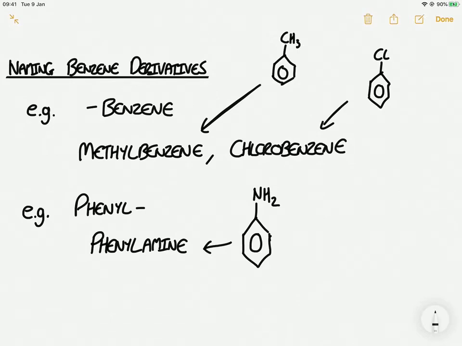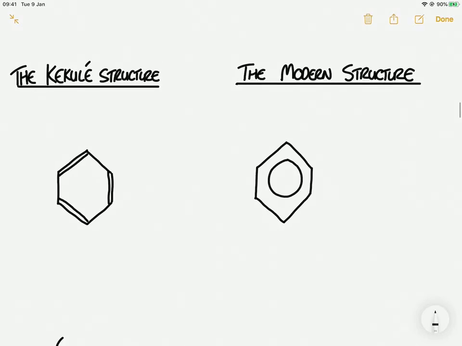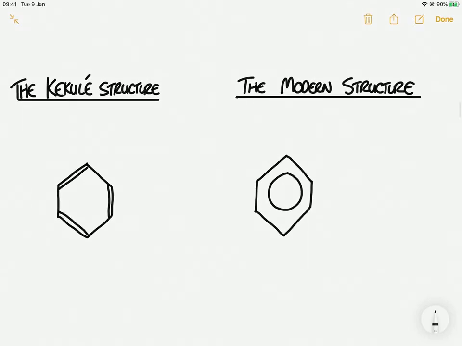Okay, so it's just a little word on it, and we will do a little bit of it as part of these lessons, but it's not a big deal basically. So then, something that is a big deal. There are two sort of representations of benzene you need to be aware of.